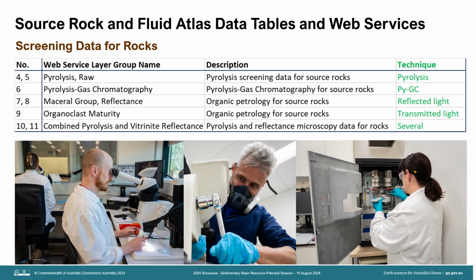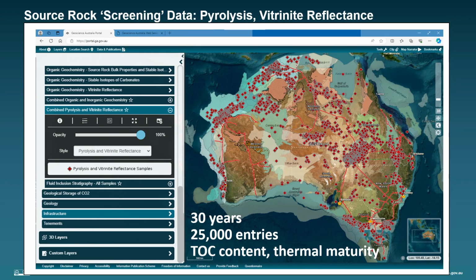We have 8 tables that contain screening data for rocks, including pyrolysis, pyrolysis gas chromatography, and transmitted and reflected light microscopy, to look at the organic matter in the rocks. The combined pyrolysis and vitrinite reflectance measurements have been combined into a new table, where these 2 types of analyses are used to screen source rocks for their organic matter content and level of thermal maturity. These data have been collected for over 30 years, and we now have over 25,000 records entered.